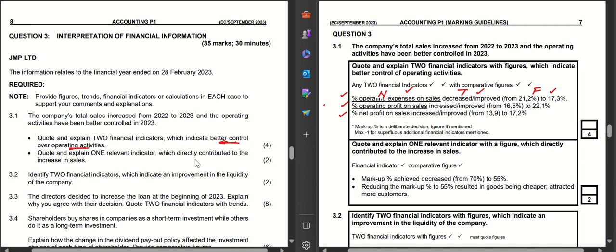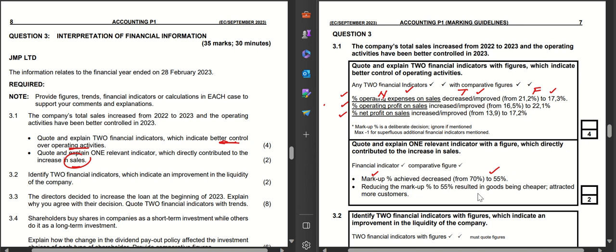The next part of the question then says, quote and explain 1 relevant indicator which directly contributed to the increase in sales. So this one has to be related now to your sales. And you can see here, we have the markup, that is the name. You can see here, we're getting a mark for the financial indicator, isn't it? All right. And you can see the markup percentage achieved has decreased from 70 to 55%. So here they want an indicator which has directly contributed to the increase in sales. There is a decrease in the markup.